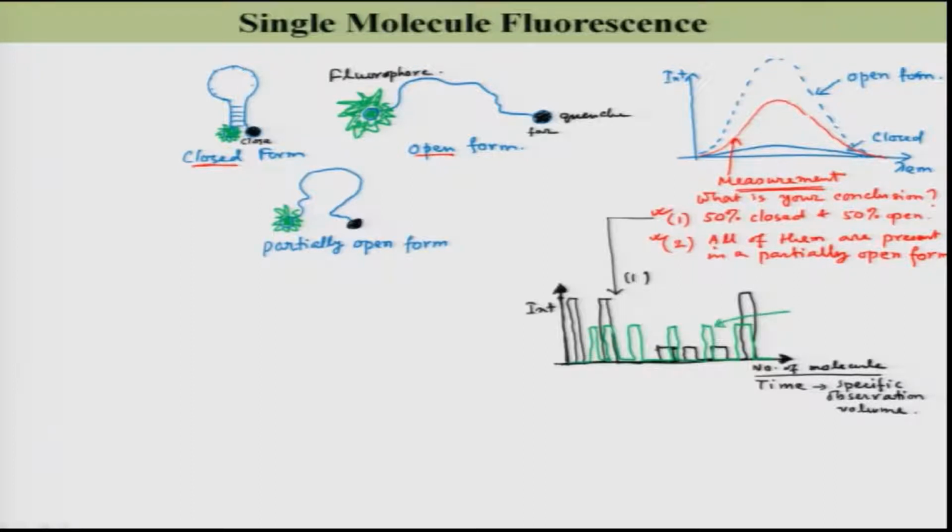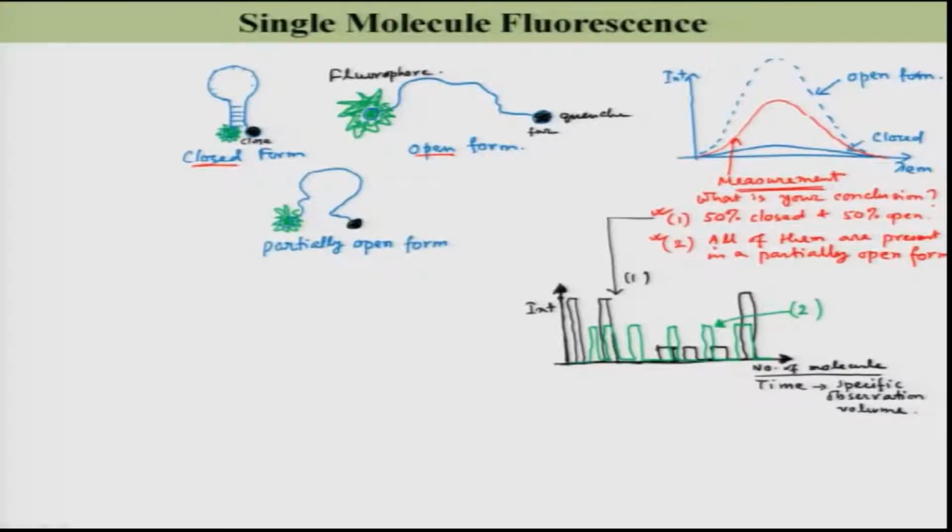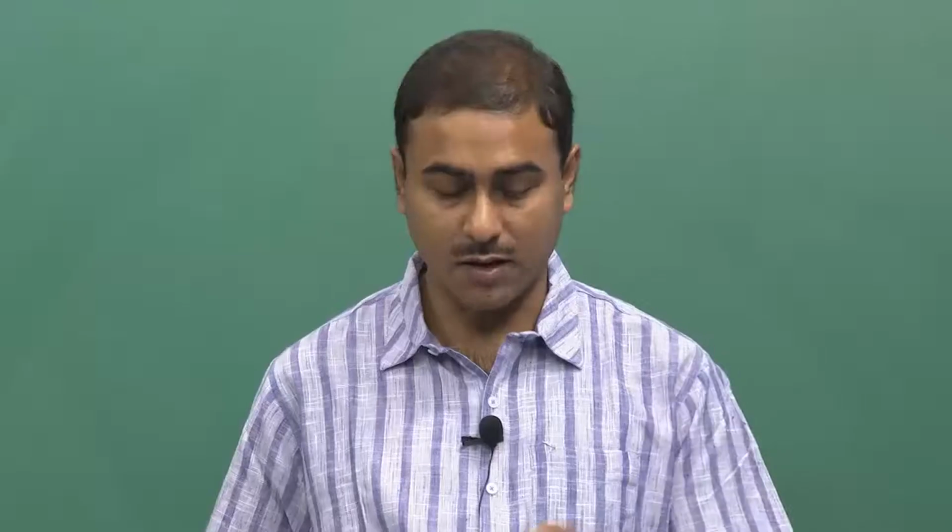From your experiment, if you look at how this fluorescence fluctuation is happening, you will be able to tell clearly whether my proposition number 1, that it is 50% closed and 50% open, is correct, or whether my proposition that all of them are present in a partially open form is correct. So for that, what do I need to see? I need to see the fluorescence characteristic of a single molecule of this particular biomolecule.